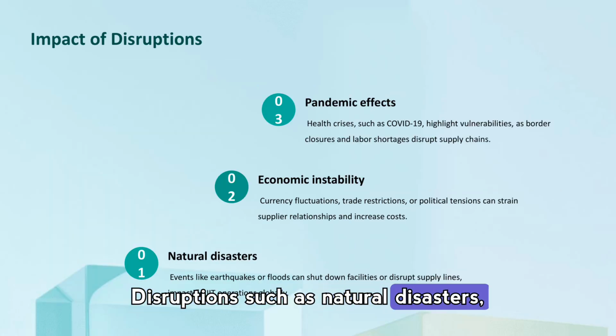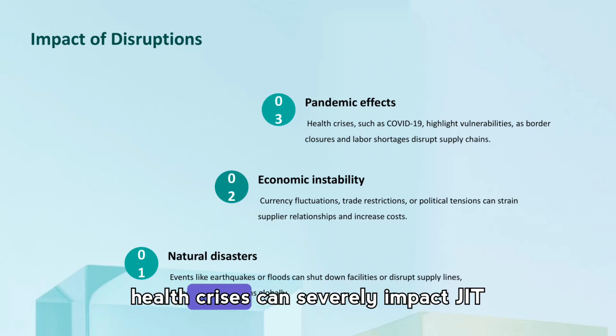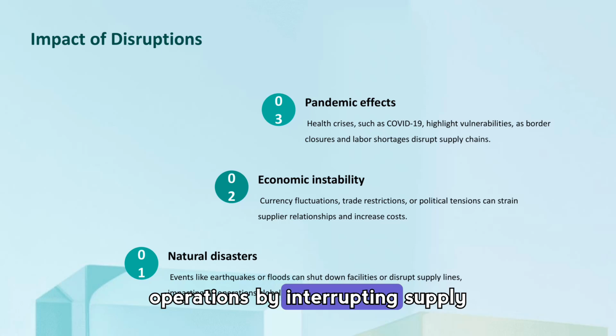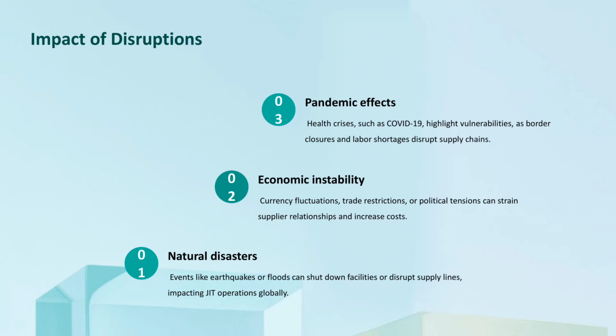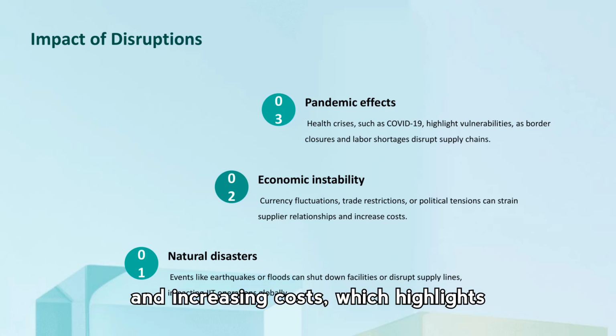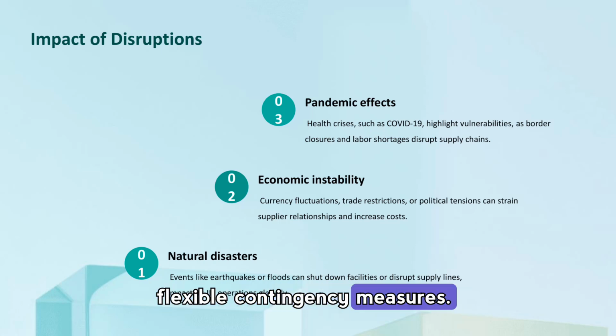Disruptions such as natural disasters, economic instability, or global health crises can severely impact JIT operations by interrupting supply lines, restricting labor or transport, and increasing costs, which highlights the need for risk assessment and flexible contingency measures.